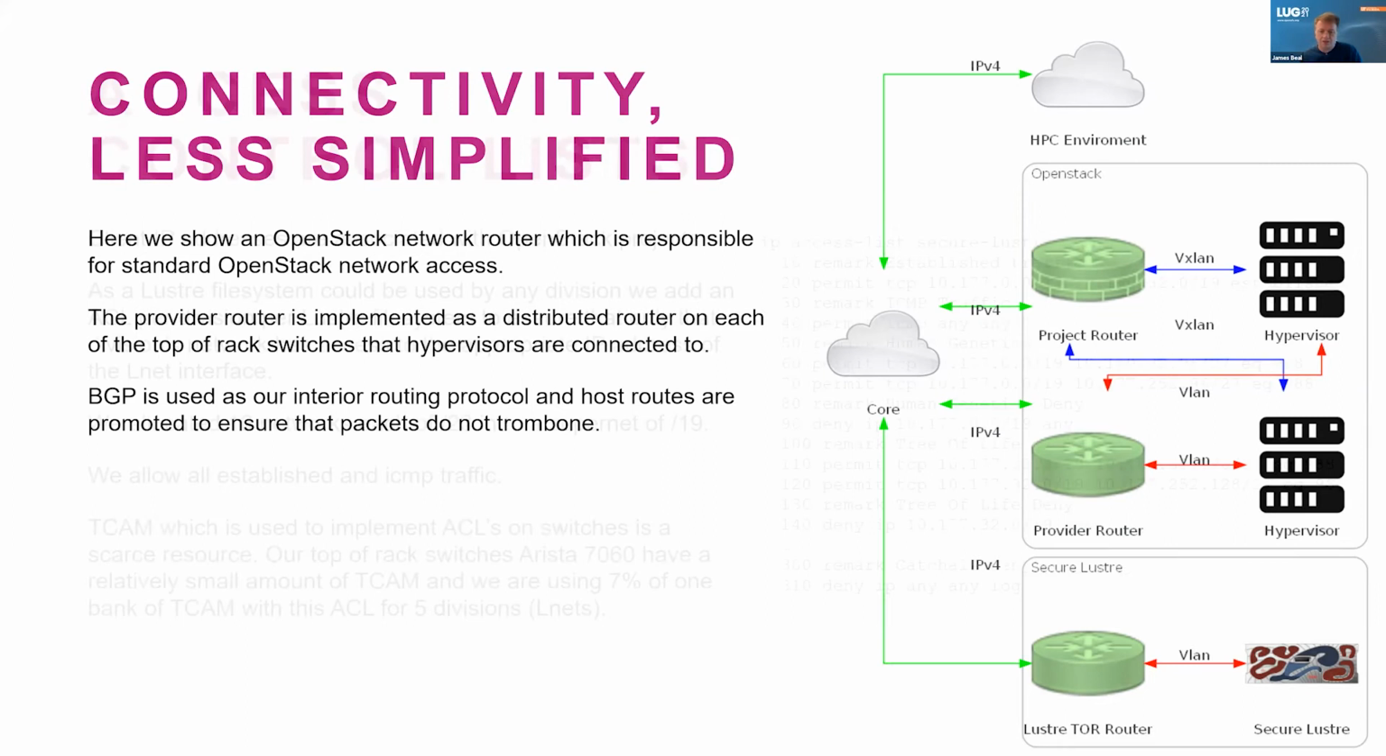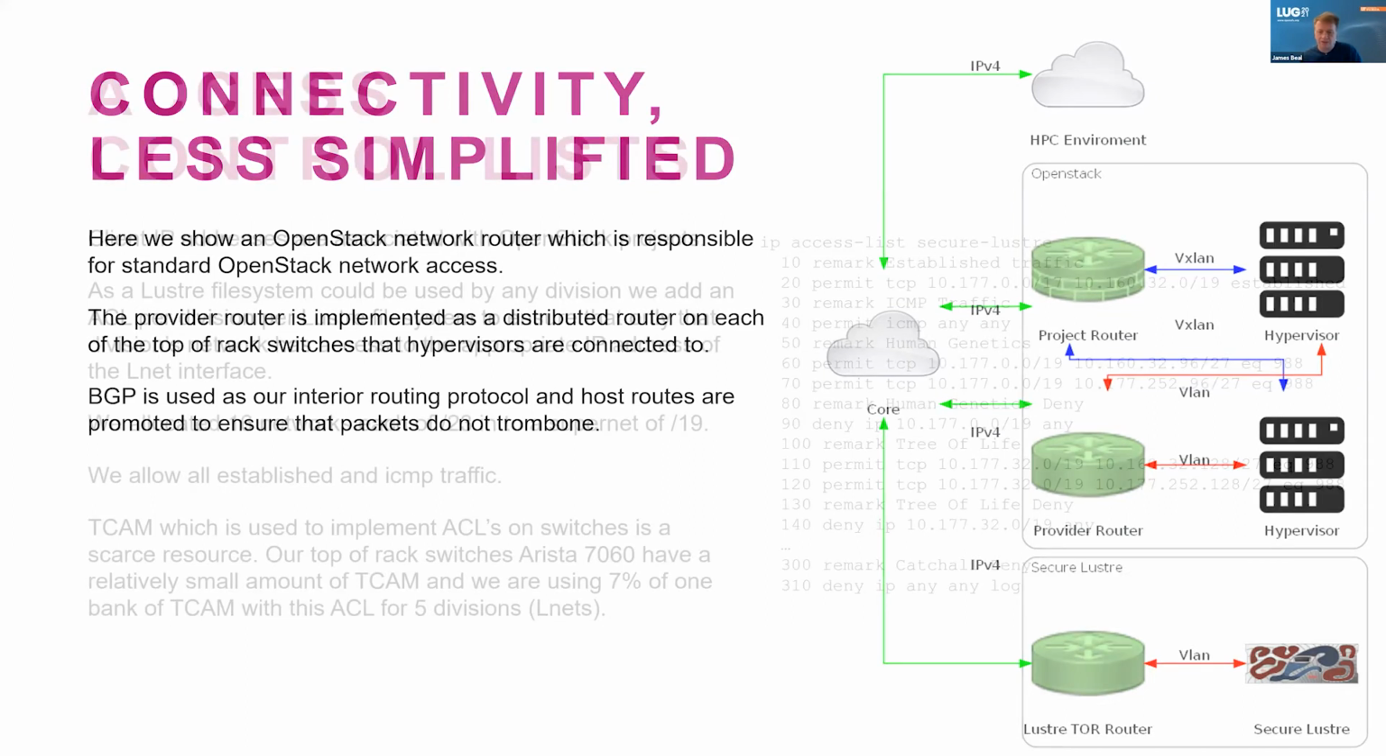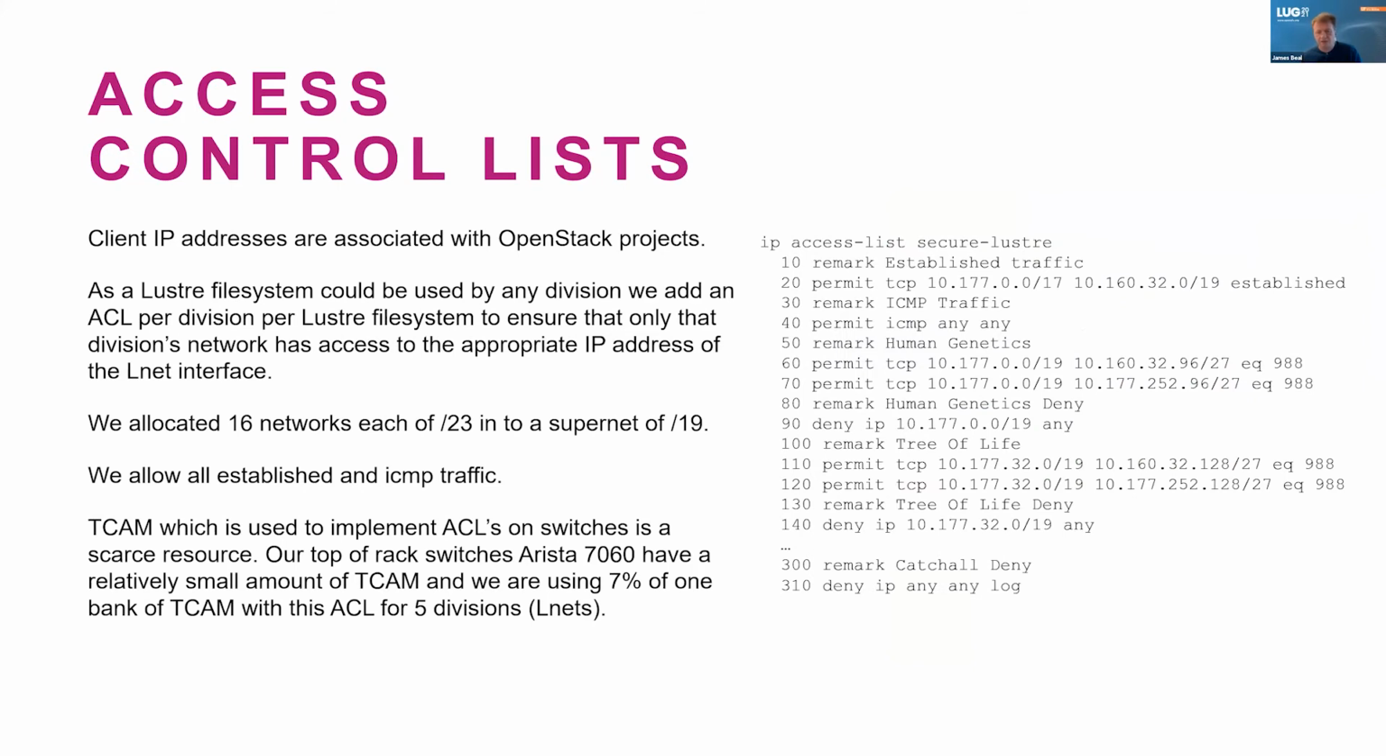Client IP addresses are allocated to OpenStack projects and could be used to connect to any number of distinct Lustre file systems. By allocating a division to a namespace, and allocating the network sequentially, it's possible to have a single ACL entry per namespace per file system. This is important for TCAM, which is a hardware resource on the ASIC in the switches at the top of each rack, and is a limited resource.